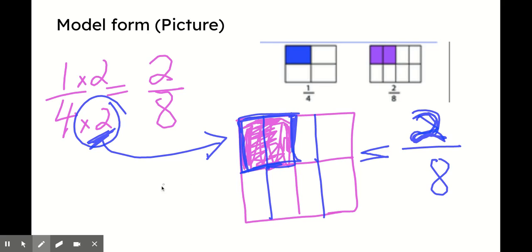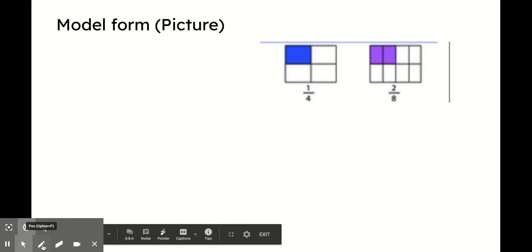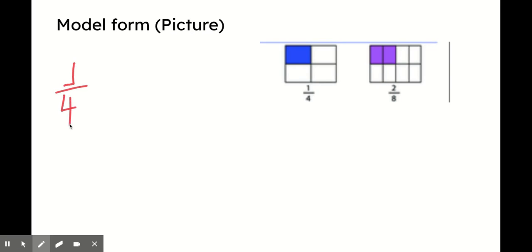Let me show you another way this looks. I'm going to keep using 1/4. Okay, I'm going to show you what this looks like in a different 1/4. So if I did 1/4 times, let's do times 4, times 4. That should give me 1 times 4 is 4/16.